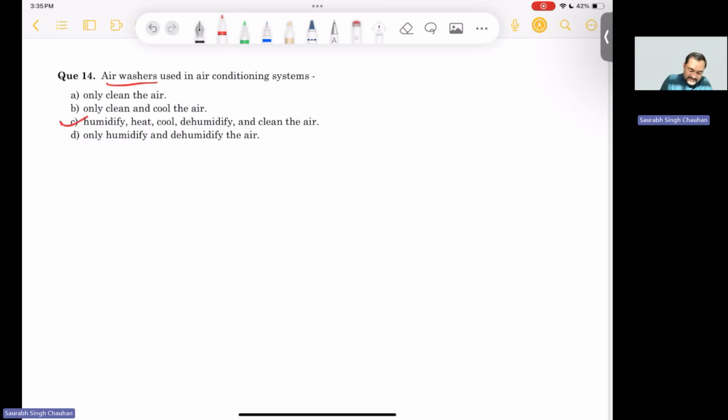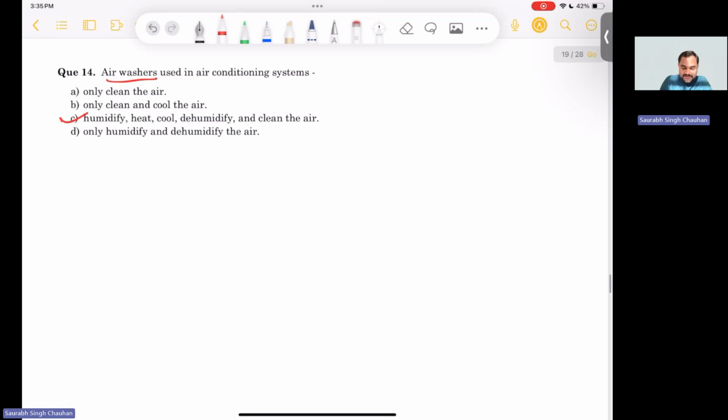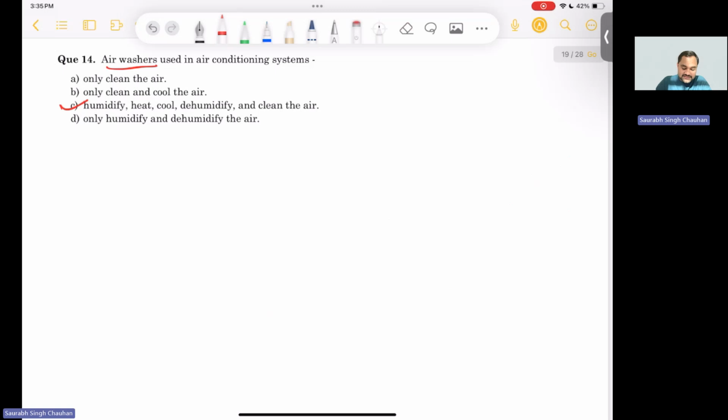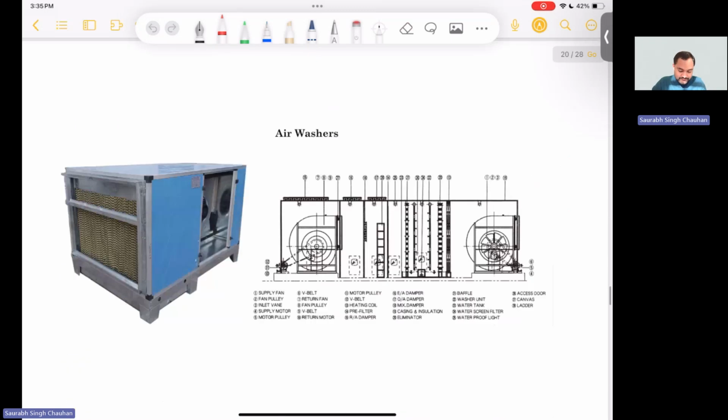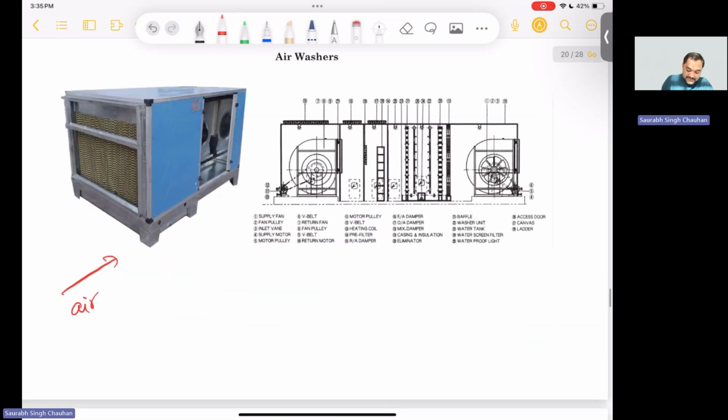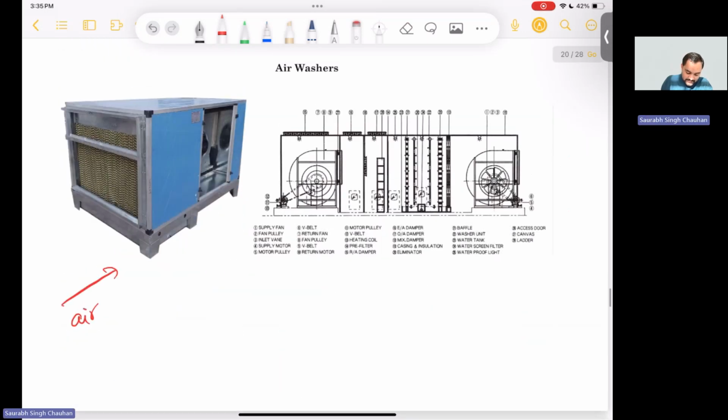These air washers are used in many industries for air conditioning purposes, and they can do all these things: humidification, heating, cooling, dehumidification, and cleaning of air. I will show some pictures of these. So here is one such air washer. Sorry, it is an air washer, not a water washer. And here is a schematic.